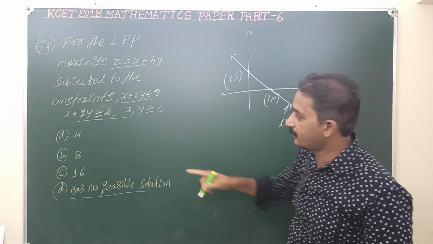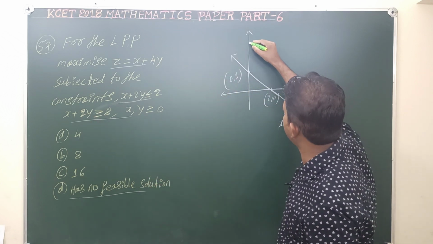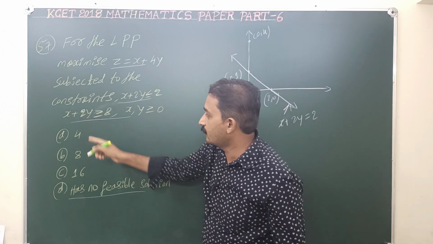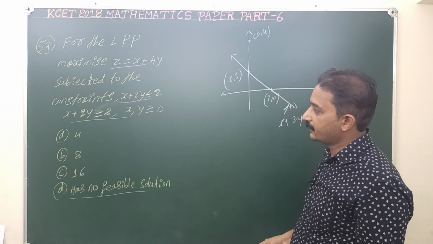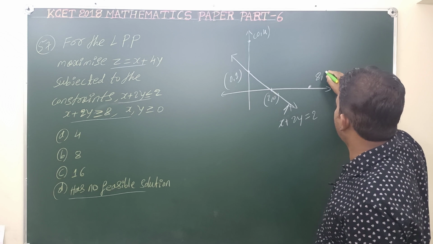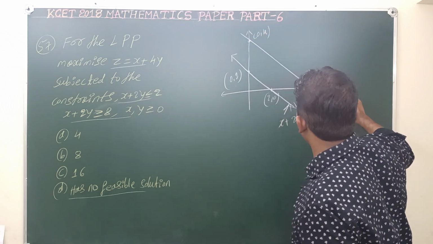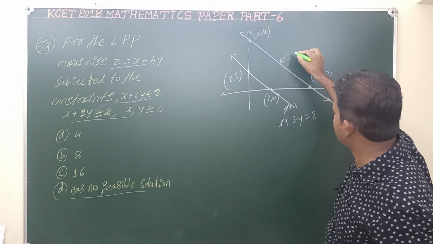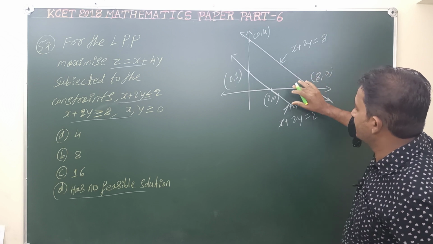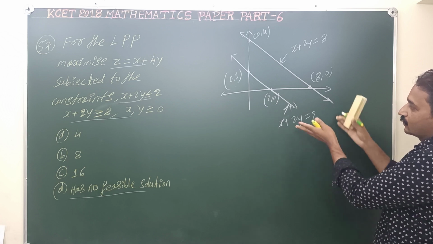Now draw the line x plus 2y equal to 8. Put x is equal to 0, y is 4, so 0 comma 4 is there. Next, y is equal to 0, x is equal to 8, so 8 comma 0 is there. Both are parallel because only the constant changes in these two lines. These two lines never intersect at any point because both are parallel.